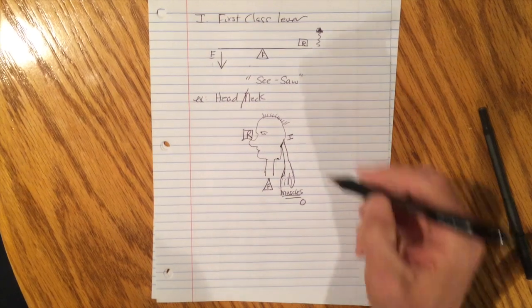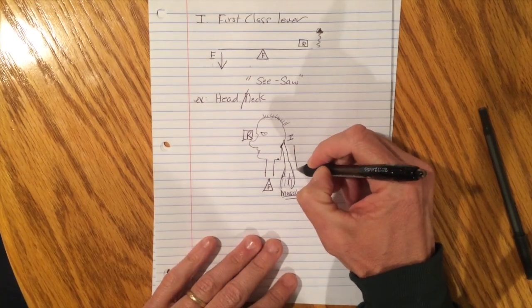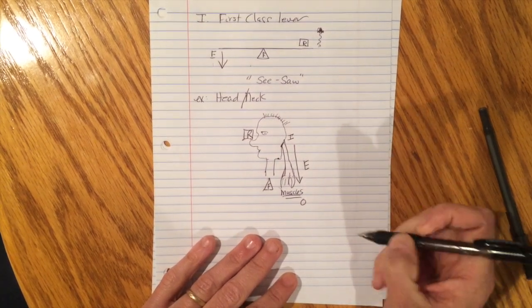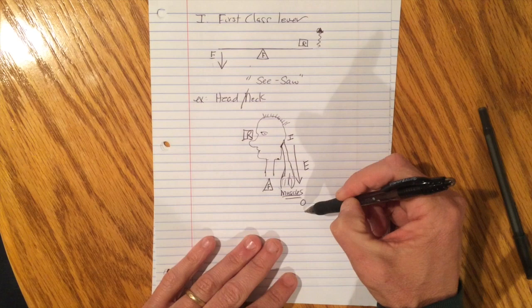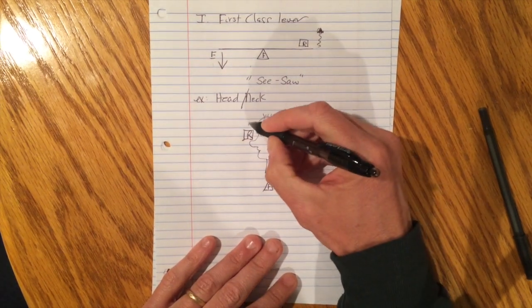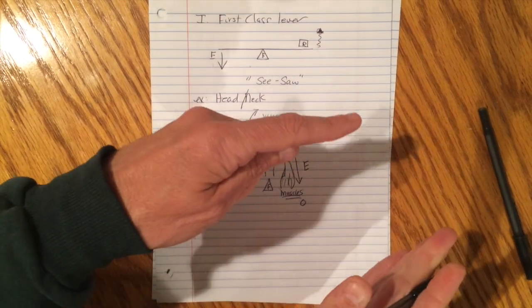This muscle contracts, watch this. This muscle, the insertion is going to move towards the origin. That's the effort. So if the effort's going down, because it can only go to the origin, the face is going to rotate up around that pivot point. So you've got a seesaw.